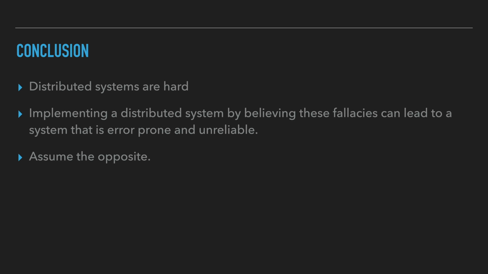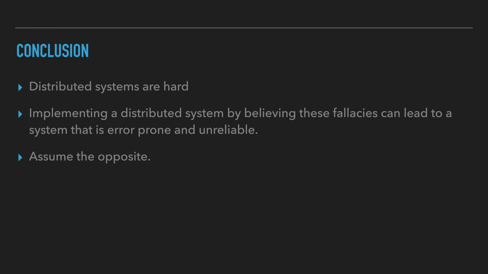In conclusion, designing a reliable distributed system is difficult. Even though these fallacies are about 30 years old and technology has improved in that time, for example, networks are more reliable, we have increased bandwidth, etc., these fallacies are still relevant today. If we believe these fallacies and don't design our system accordingly, we can end up with a system that is unreliable and error-prone, making our lives harder in the future.